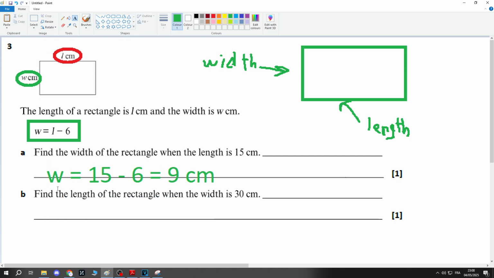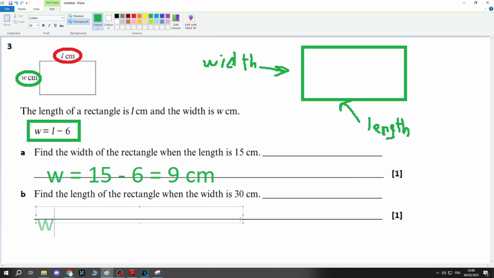Now, find the length of the rectangle when the width is 30 centimeters. Same thing. So instead of writing, oh, it's not actually the same thing. My bad. So this time, please be careful not to make the same mistake that I've done. I have not read my question well, because I assumed that I'm going to replace L by 30 immediately.